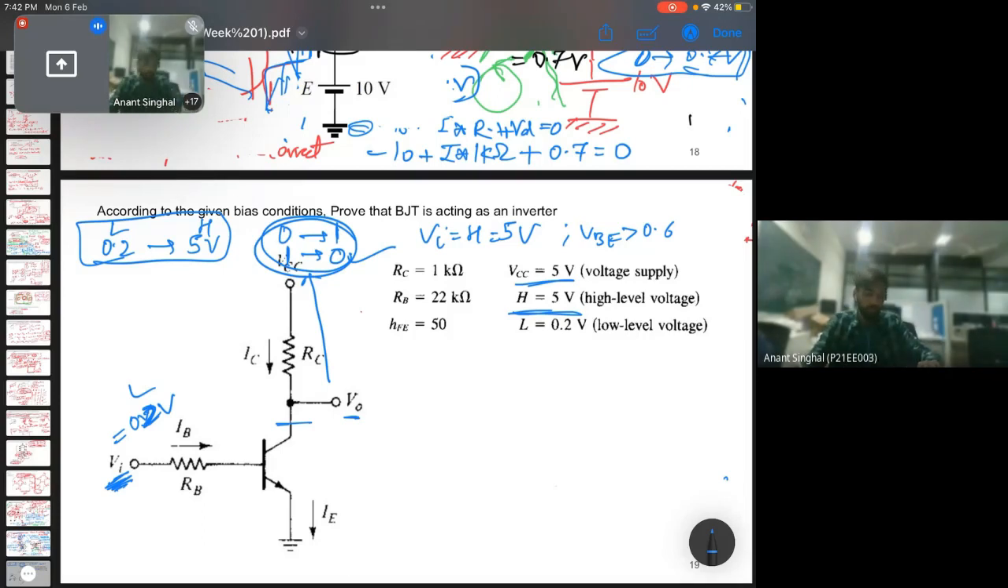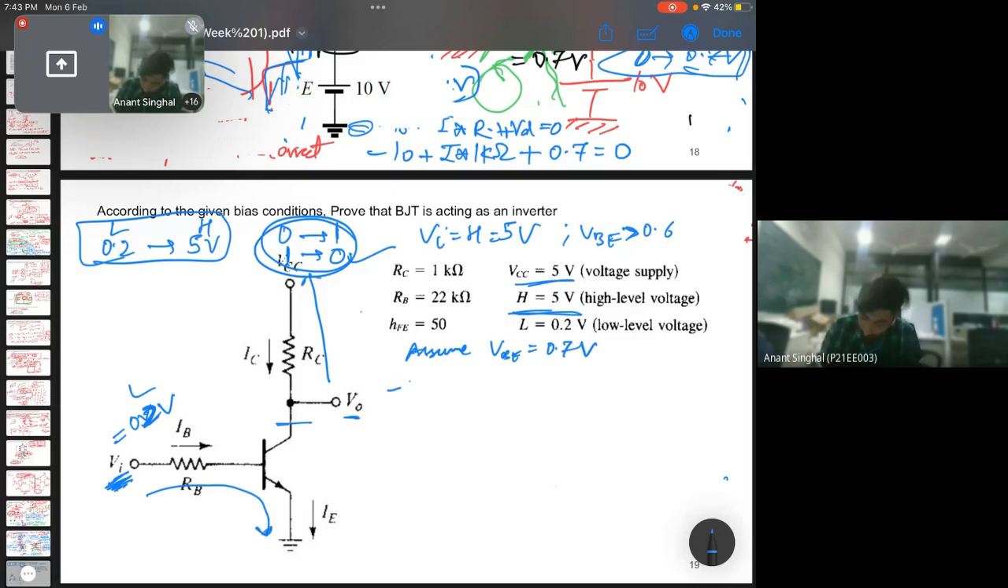So what will we check now? Can anyone tell what we can check now? So we'll check for active and saturation now. Since it is greater than 0.6, we'll assume that VB is 0.7 volt. And once VB is 0.7 volt, we can apply a KCL here.